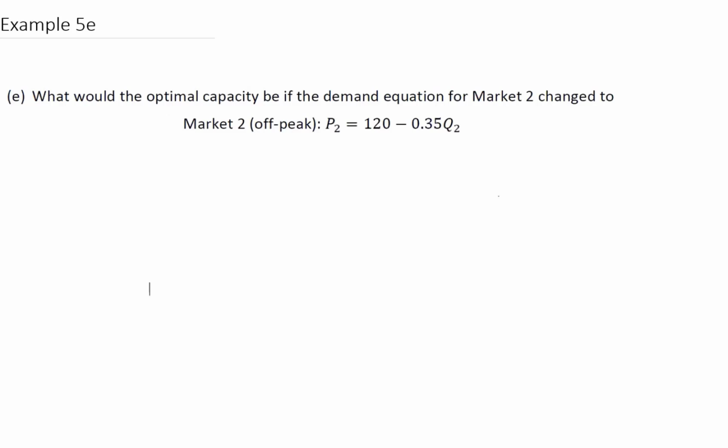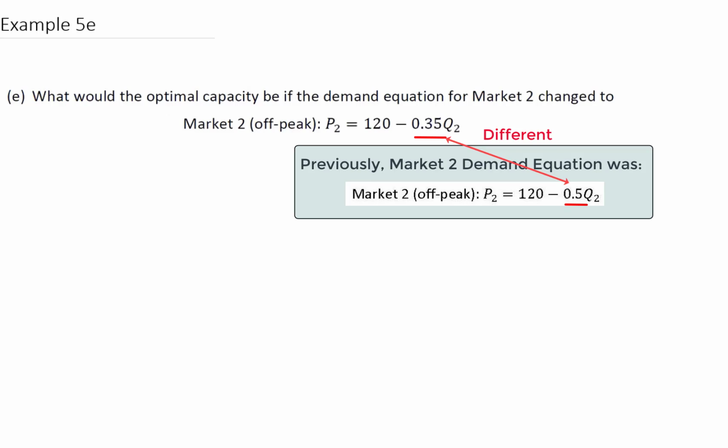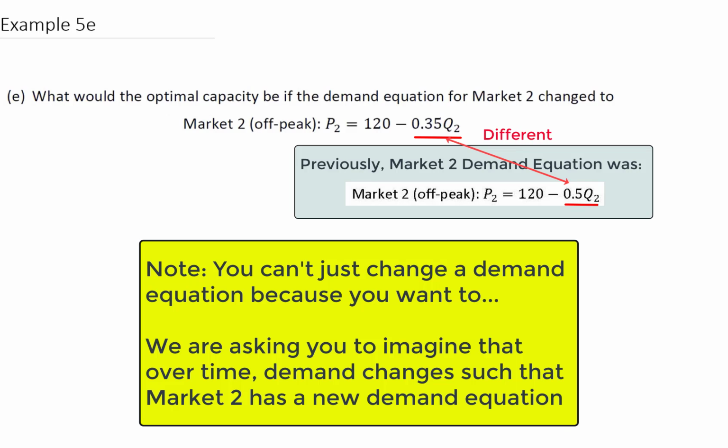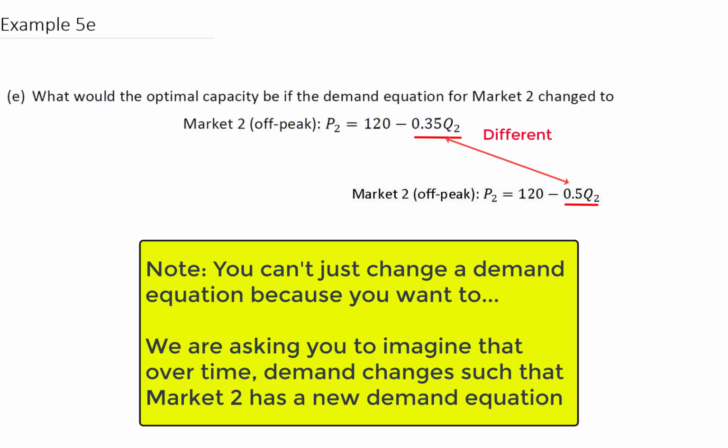Part E. What would the optimal capacity be if the demand equation for market 2 changed? What if we changed our pricing for market 2? We could potentially drive the demand up for market 2, couldn't we? Of course, we would still want to do this such that our profit is at a maximum.